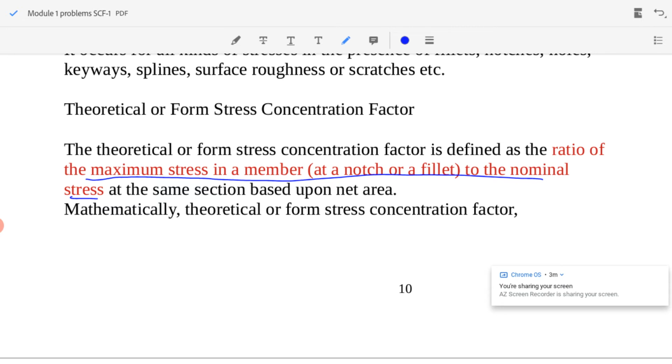This stress concentration factor can be either found by mathematical derivation, or we can use some experimental methods. Normally we use the photoelastic method to find the stress concentration factors. We multiply the nominal stress with the stress concentration factor to get the maximum stress.